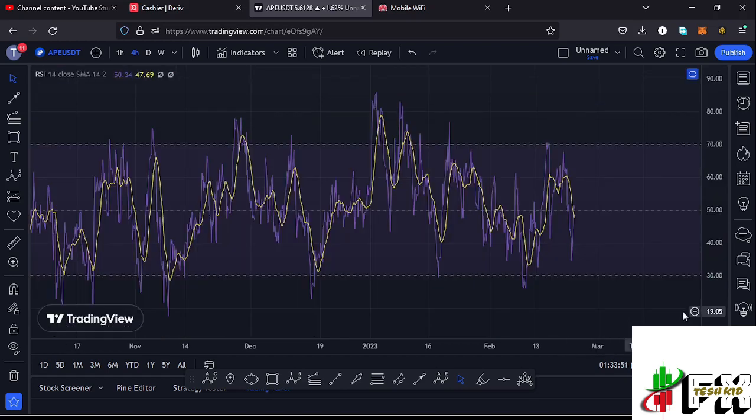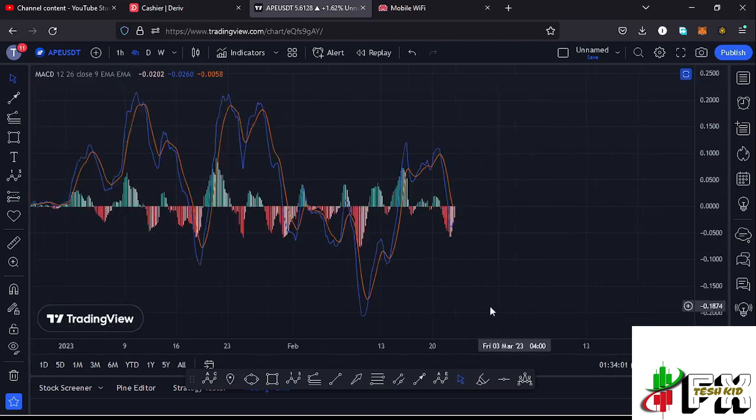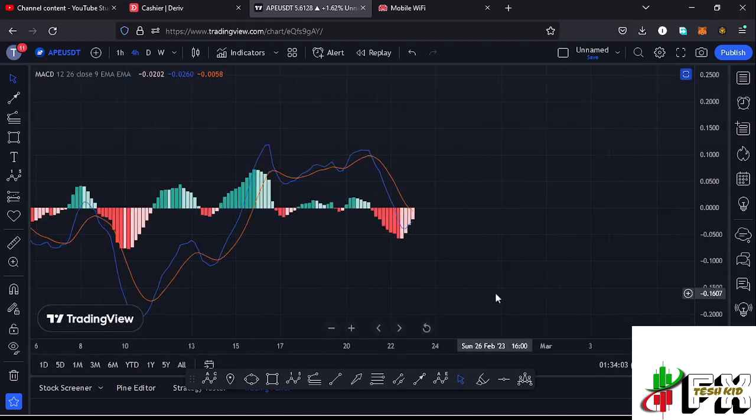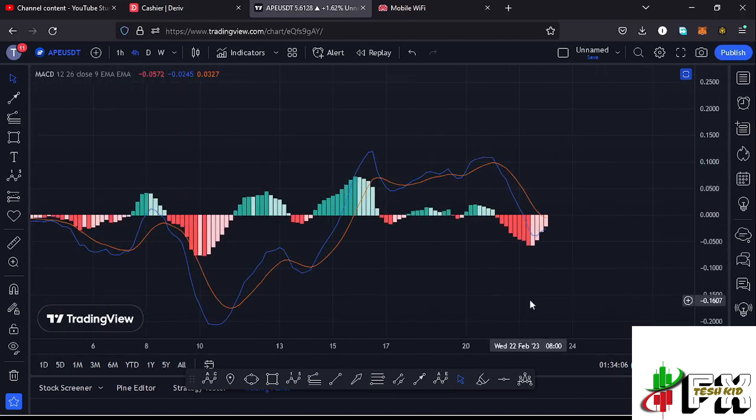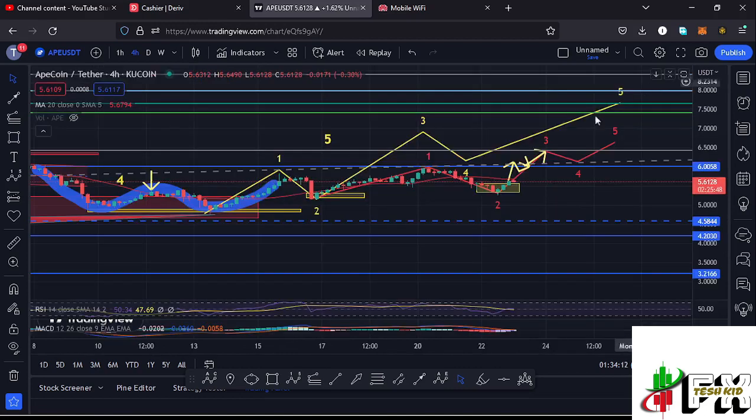Also taking a look at the indicators on the RSI, we are trading at around the 50 mark, meaning we have massive room for us to fully support higher prices in the formation of that wave 5. Also taking a look at the MACD, we have been able to print a bearish cross, but we are seeing a sharp decrease in the selling momentum here on the MACD, meaning soon we are going to print that bullish cross to fully support higher prices in the formation of that wave 5.